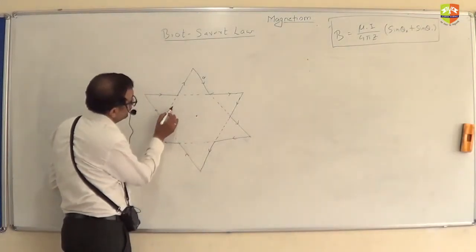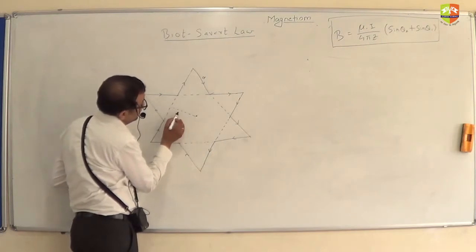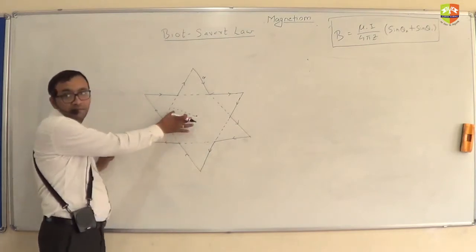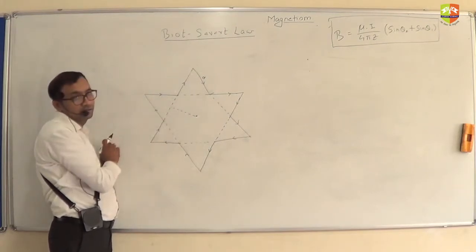When you draw a perpendicular to extend the line, suppose I take this line. So I take a perpendicular distance like this. This is my perpendicular distance. Yes or no? Yes. How much is that? Root 3 a by 2.